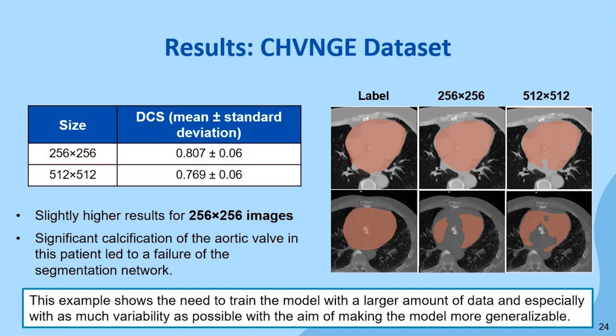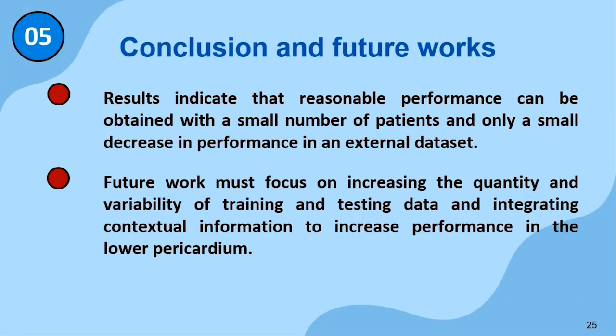As a conclusion, this work is still preliminary, and it is intended to segment other structures of the heart to help diagnose disease, namely pericardial fat tissue. However, these results indicate that reasonable performance can be obtained with a small number of patients and only a small decrease in performance in an external dataset. The future work to improve performance and robustness must focus on increasing the quantity and variability of training and testing data, and integrating contextual information to increase performance in the lower pericardium.